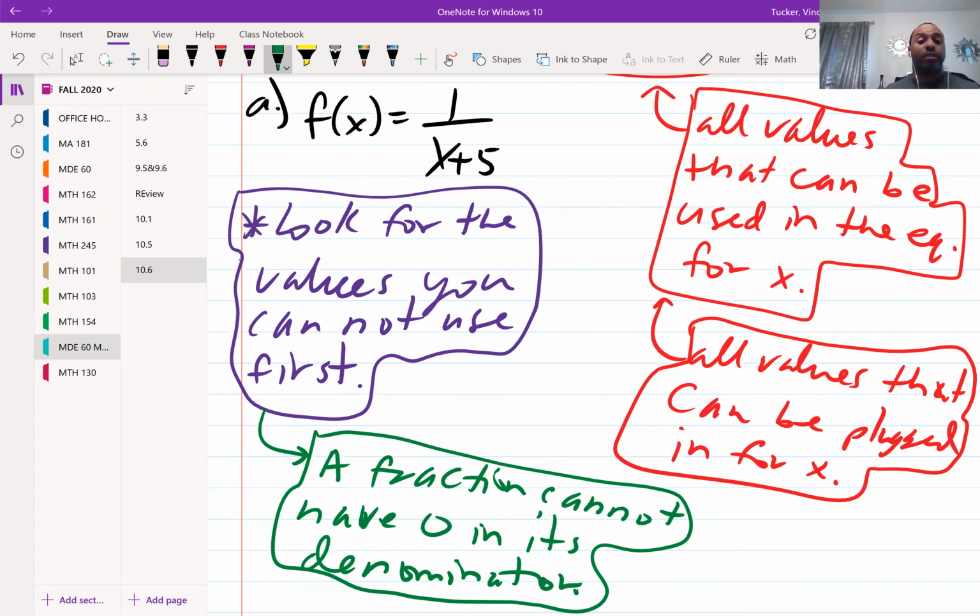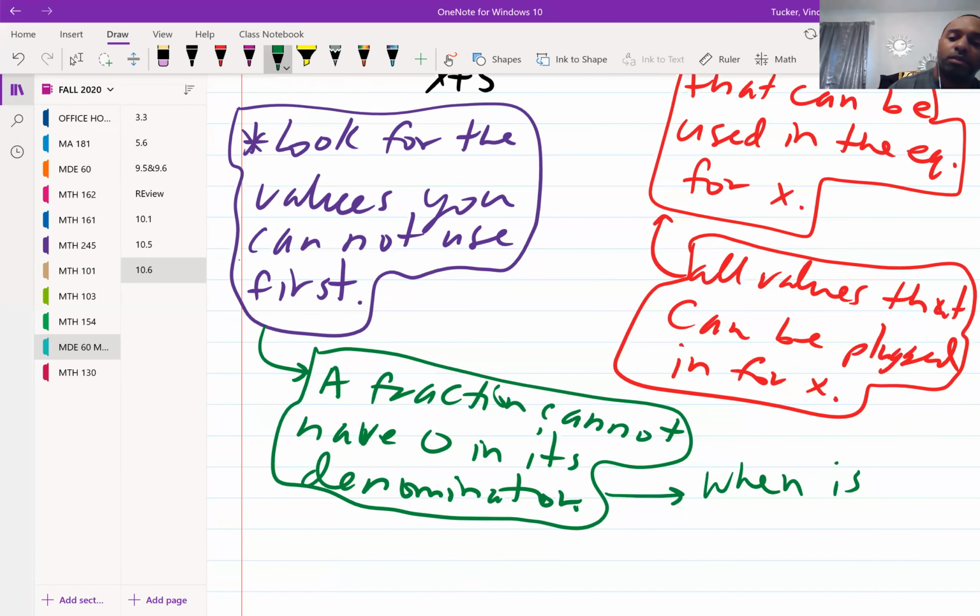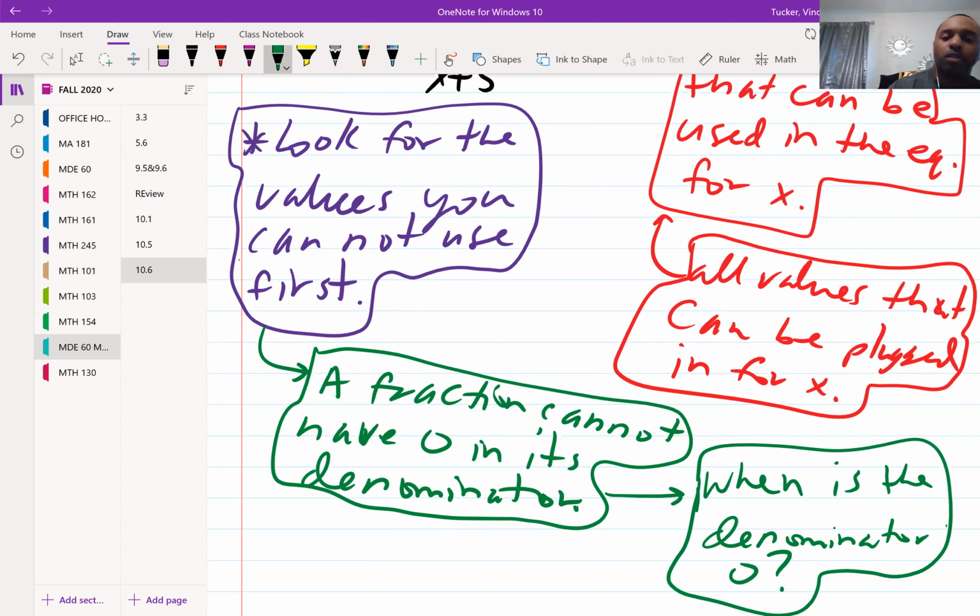So when we look at this scenario, and that's why I changed colors, a general premise is look for the values you cannot use. But specifically, when we look at this equation, a fraction cannot have a zero in its denominator. So you want to know, when is the denominator zero? That's where you should be looking. When is this denominator going to be zero?